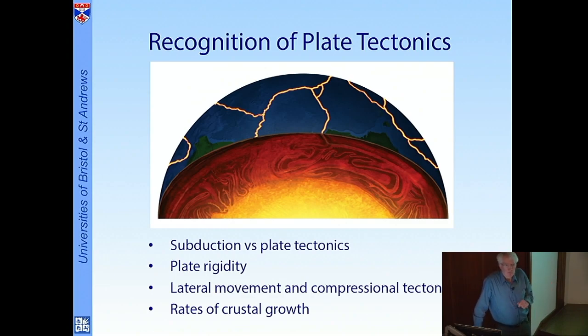What else can we get from the geological record? Well, one of the things is perhaps we can talk about plate rigidity in terms of how rigid the crust is and how it is behaving during deformation. We can clearly look for lateral movement with paleomag, and we can recognize compressional tectonics in the field. And then more widely, perhaps we can get to rates of crustal growth. If we have a big reduction in the rate at which the continental crust is growing, perhaps that's because we have subduction and we're simply destroying crust more efficiently than we otherwise might.